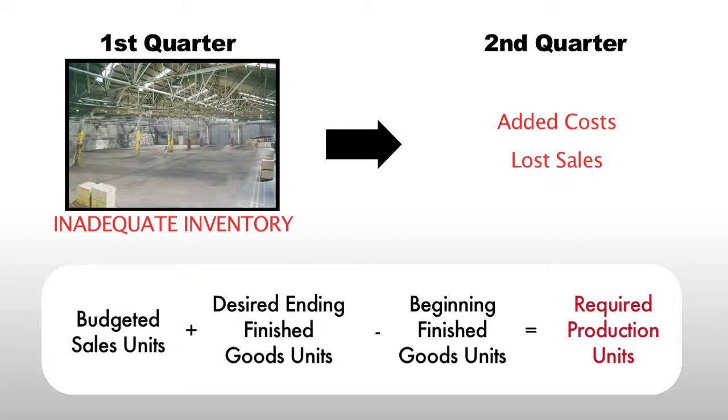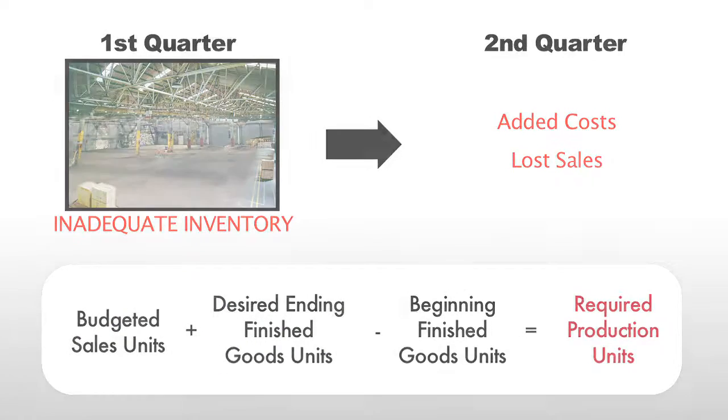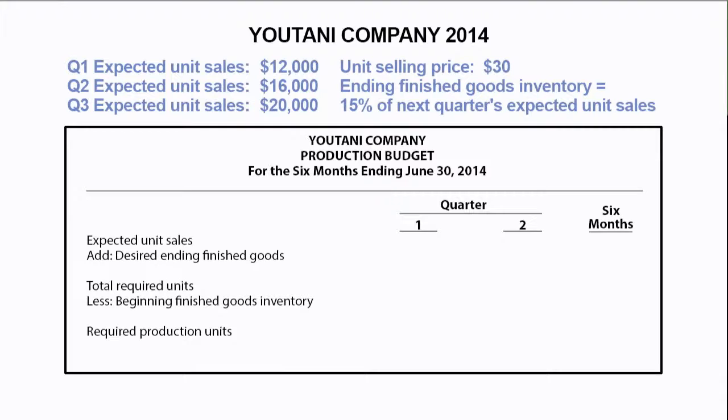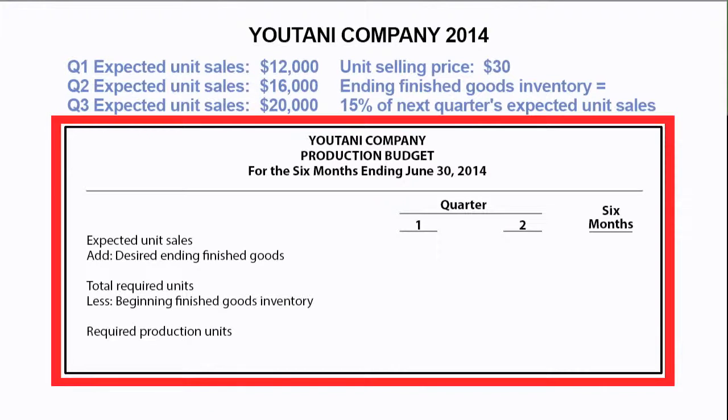Okay. Let's see this formula in action. Let's say the Yutani company estimates that in 2014, unit sales will be 12,000 in quarter 1, 16,000 in quarter 2, and 20,000 in quarter 3 at a unit selling price of $30. Management desires to have an ending finished goods equal to 15% of the next quarter's expected unit sales. So we need to prepare a production budget by quarter for the first 6 months of 2014.